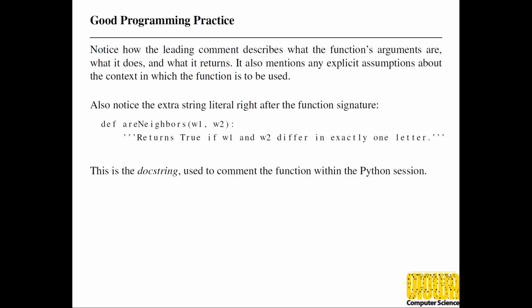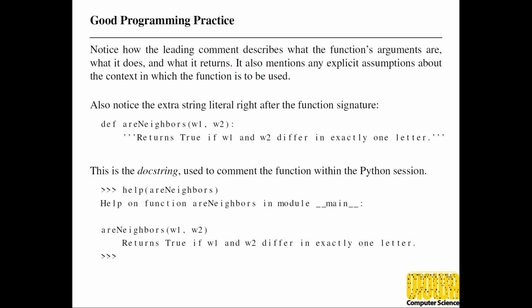It's called a docstring. And when I'm in the read eval print loop after I've read in RNeighbors, I can use the special function help RNeighbors, and Python itself will say, here's what I know about RNeighbors from the main module. I know that RNeighbors has this signature, and it returns true if W1 and W2 differ in exactly one letter. There it is. That's that text verbatim printed out as the result of my asking for help.